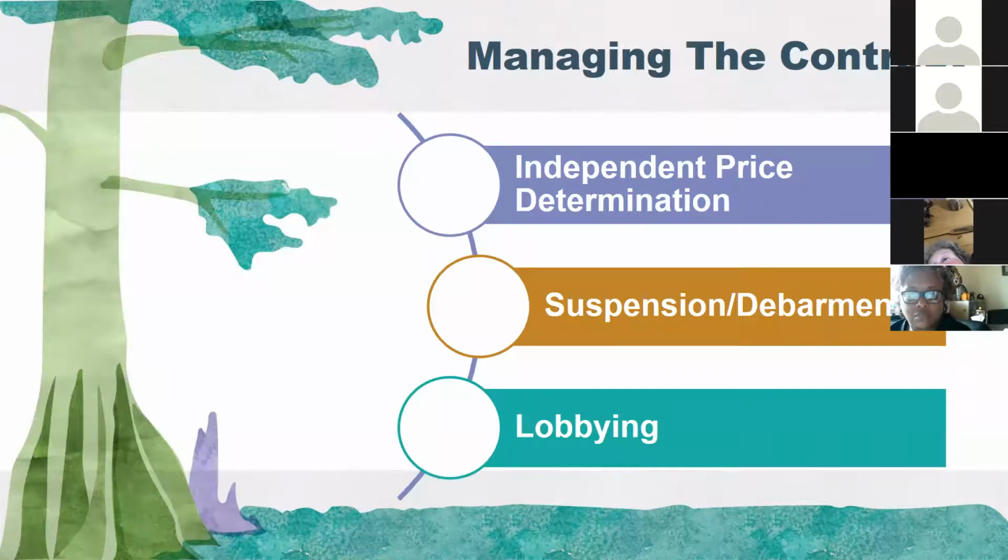One of the first functions in managing the contract is determining that you have received the required certificates: the independent price determination certificate, the suspension and debarment certificate, and the lobbying certificate.